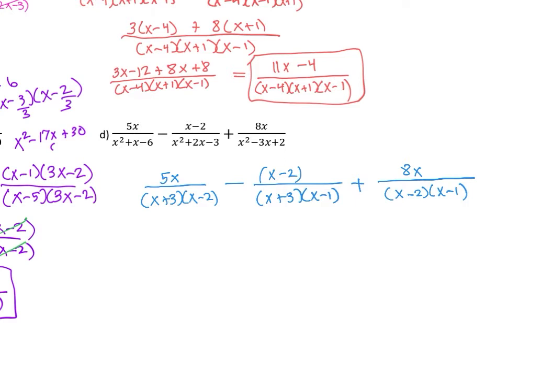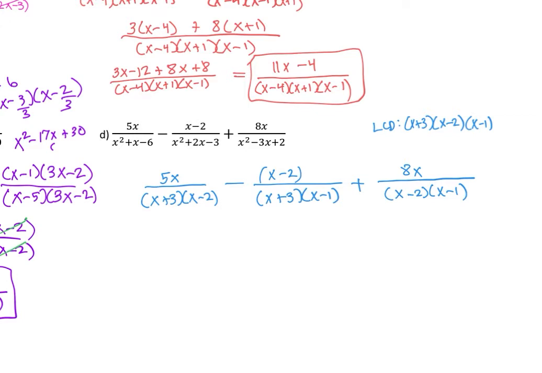Okay, so we're going to go ahead and find the LCD again. So my first term, I have an x plus 3 and an x minus 2. On my second one, I have an x plus 3, which is already included, and an x minus 1. So I'm going to include that x minus 1. And then my last one, I have an x minus 2, x minus 1. So both are already included. So we're going to go through and balance out each of our fractions with what it's missing.